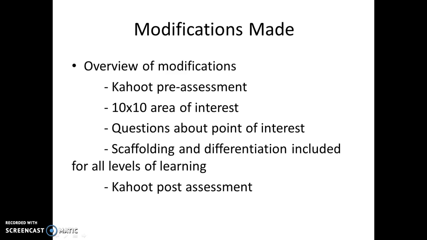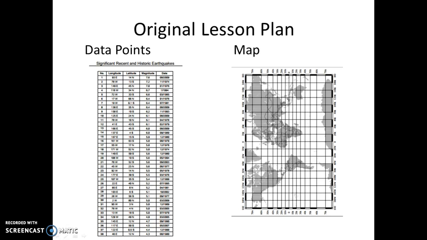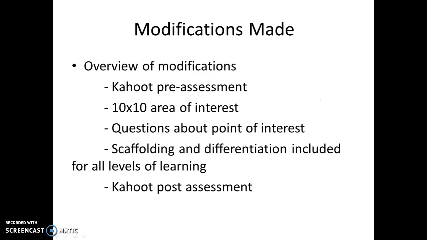They are allowed to choose a 10 by 10 area of interest. So on the map, I'm going to go back up to the map here, they chose 10 by 10 areas, so 10 by 10 blocks, whatever they're most interested in. So there's a 10 by 10 area of interest, and I would ask them questions about their point of interest.